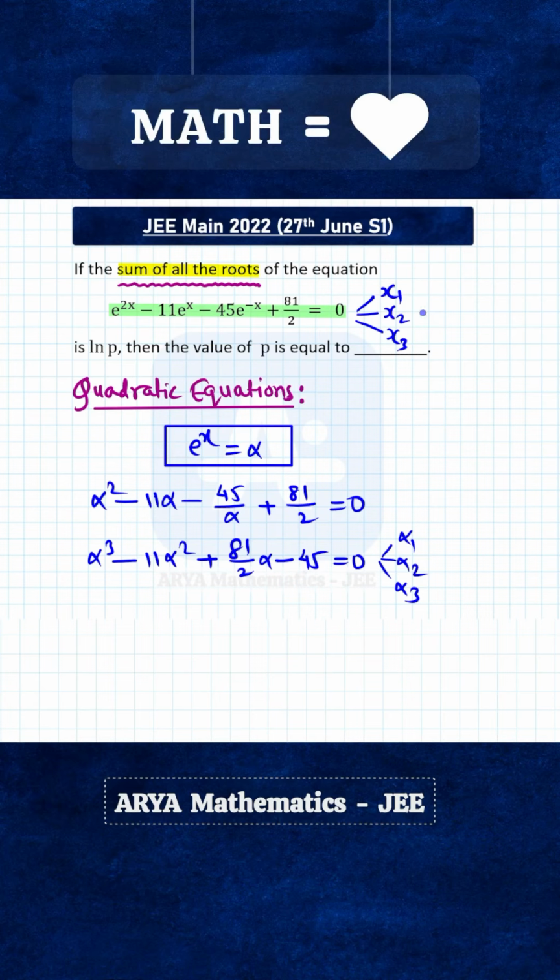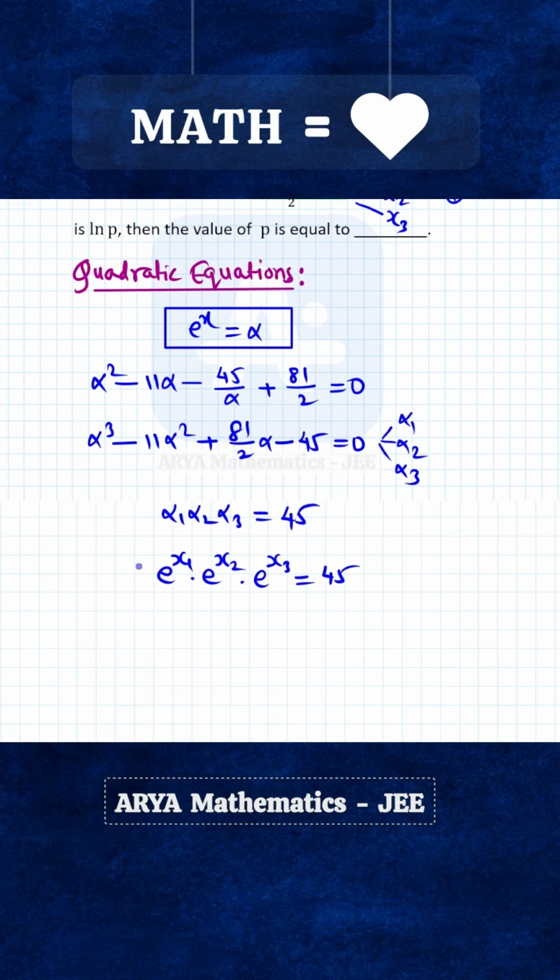Now to find the sum of roots of this equation 1, we are going to find the product of roots in this equation. So in this equation, the product of all the roots alpha 1, alpha 2 and alpha 3 will be minus 45, which is plus 45. Now alpha is e raised to x, so therefore alpha 1 will be e raised to x1, alpha 2 is e raised to x2 and alpha 3 is e raised to x3, and this will be 45. And now we can rewrite this as e raised to x1 plus x2 plus x3 equals to 45. And from here we'll get x1 plus x2 plus x3 equals to ln 45.